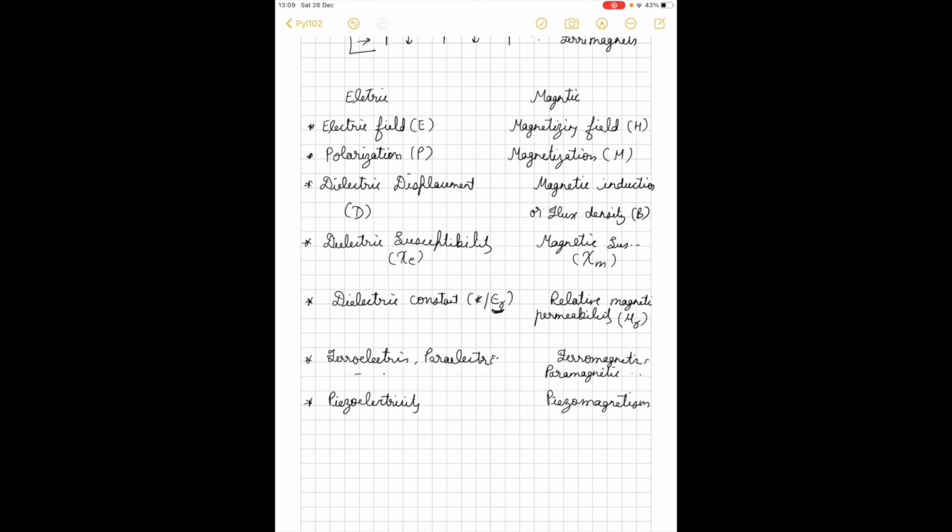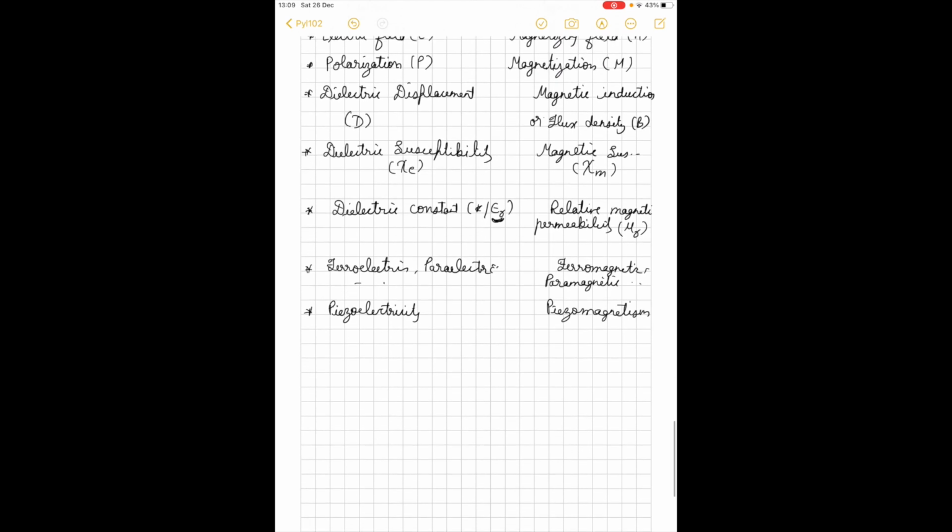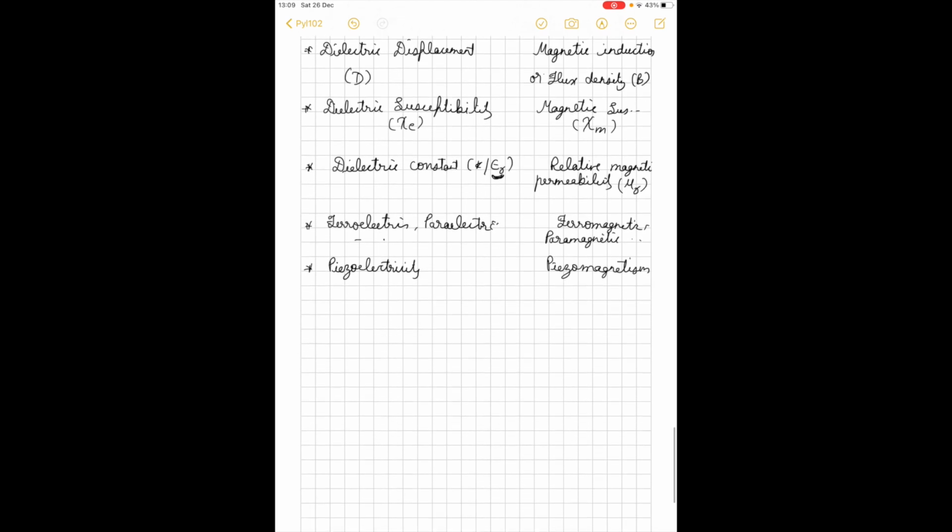But just remember, the applied magnetic field is the cause, okay? And the magnetization that is being created is the effect, like the polarization. Let me introduce the magnetizing field. Magnetizing field means the thing that we apply externally to the material.